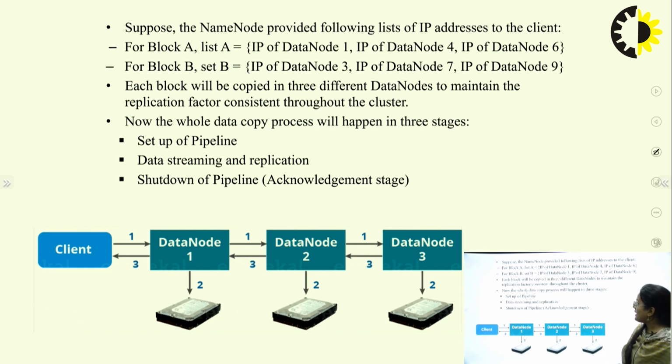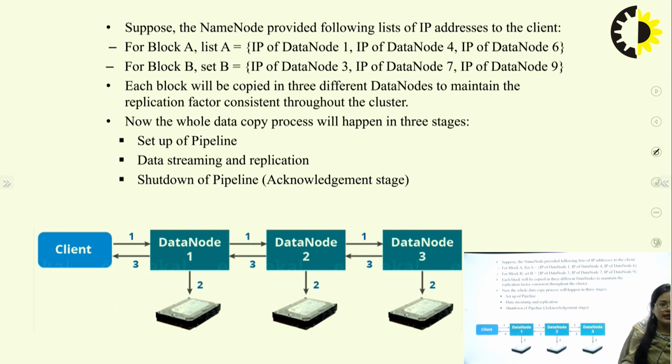For block A, the list will be the IP address of data node 1, the IP address of data node 4, and the IP address of data node 6. For block B, the list will be the IP address of data node 3, the IP address of data node 7, and the IP address of data node 9. Each block will be copied to different data nodes to maintain the replication factor consistent throughout the cluster.